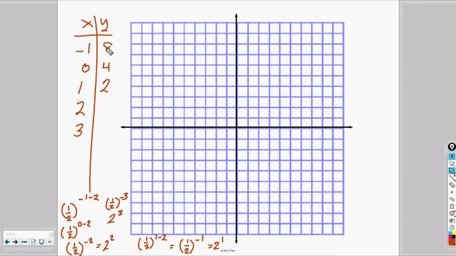Over and over, we had our starting value, and with b as 1/2, this value gets cut in half every single time. So that means this is going to be 1, and then we're going to have 0.5 or 1/2 there. Now let's plot those points.